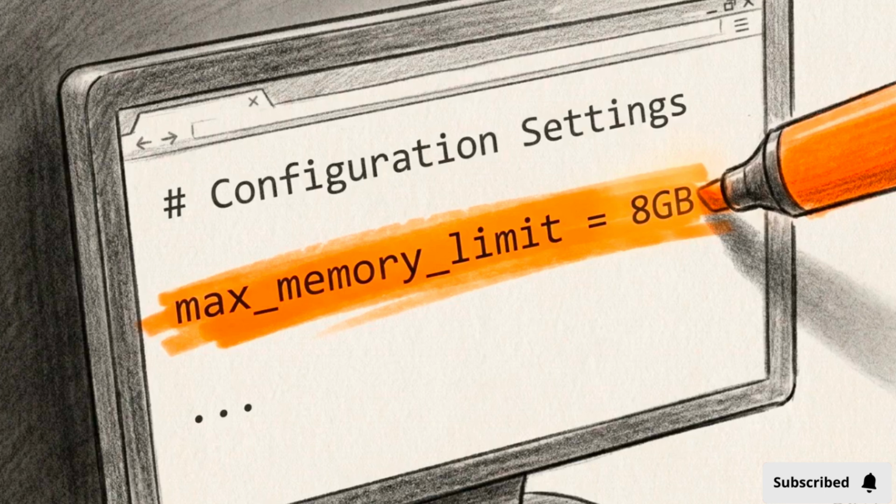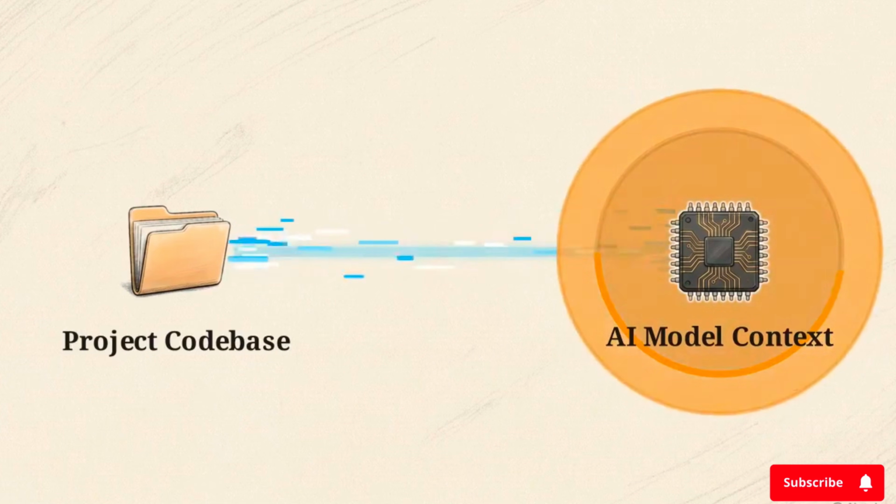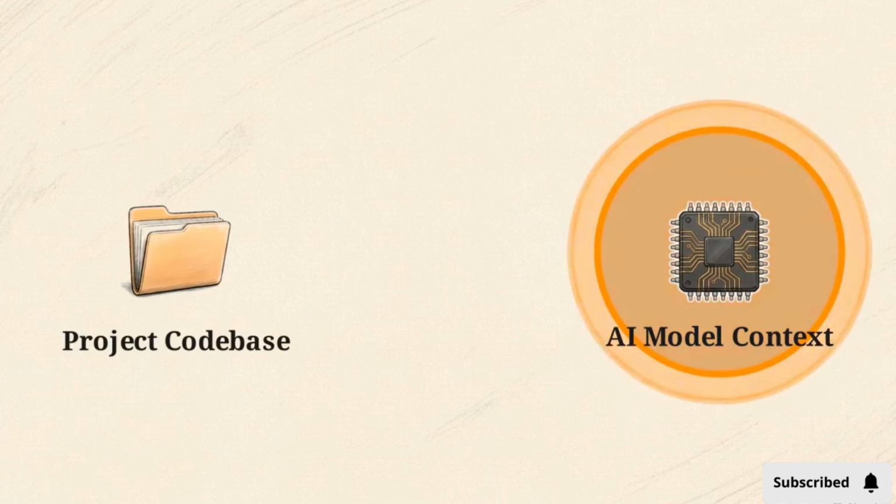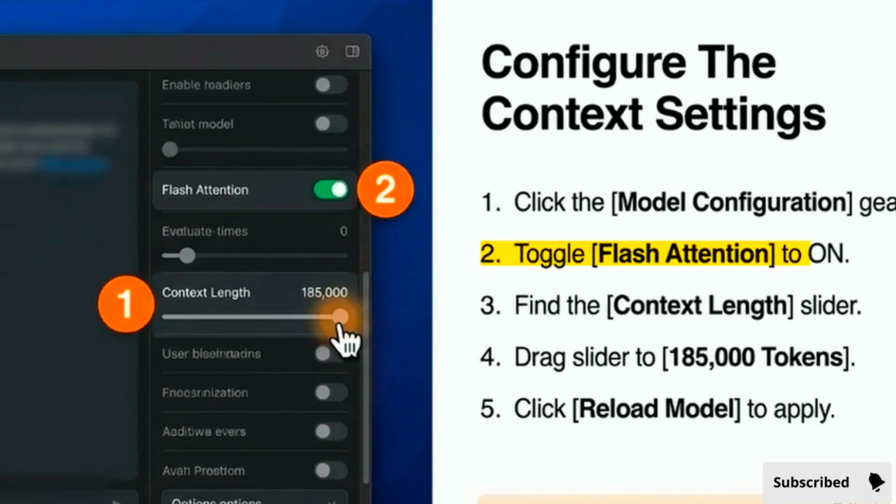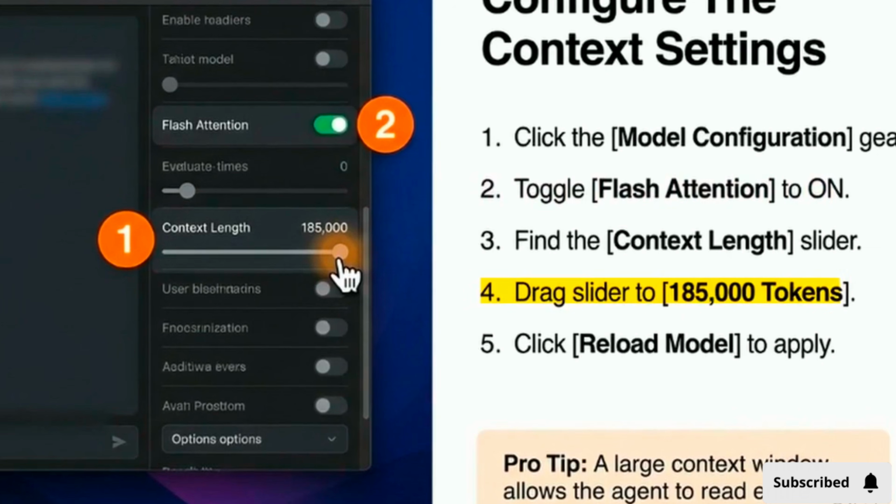Next, we need to set the context length. This dictates the model's short-term memory limit, and maximizing it allows the AI to read your entire project codebase at once. In your model configuration settings, make sure the flash attention toggle is on, and drag the context length slider all the way up to its limit of 185,000 tokens.